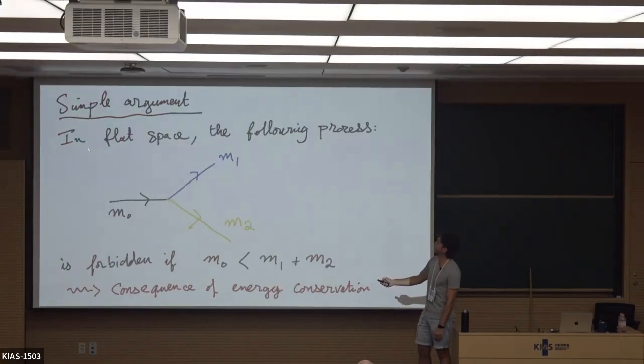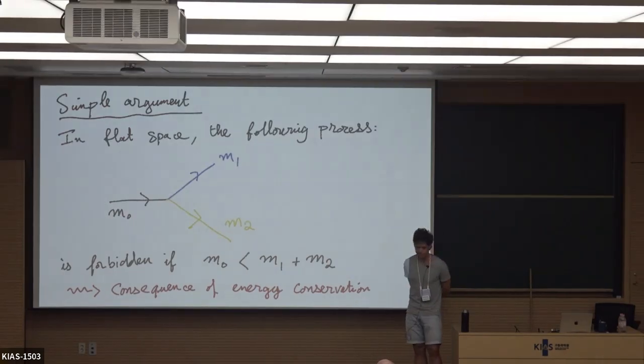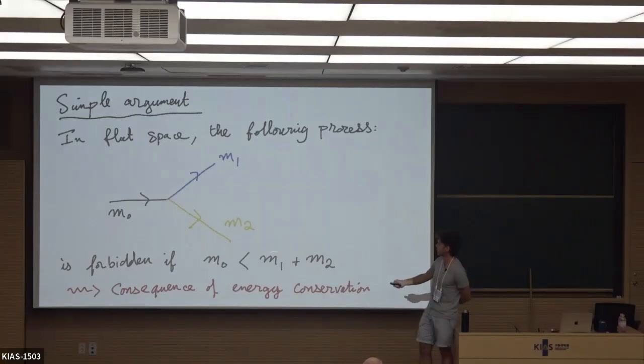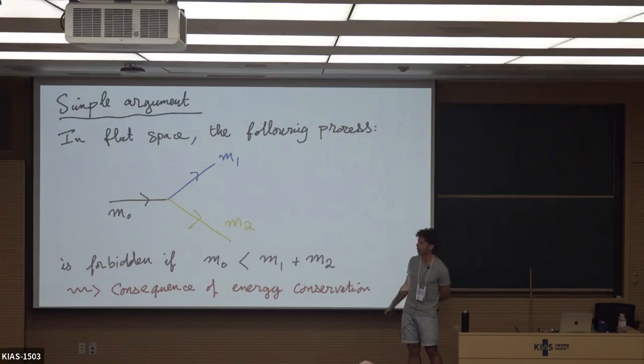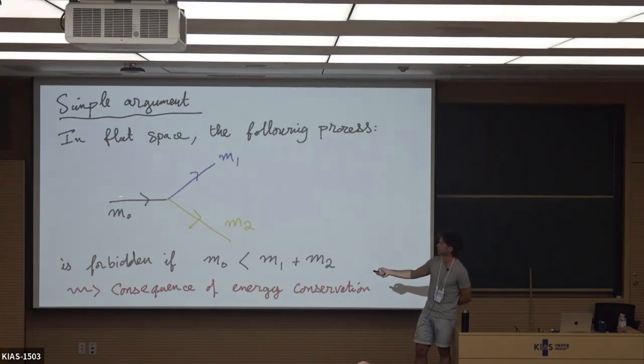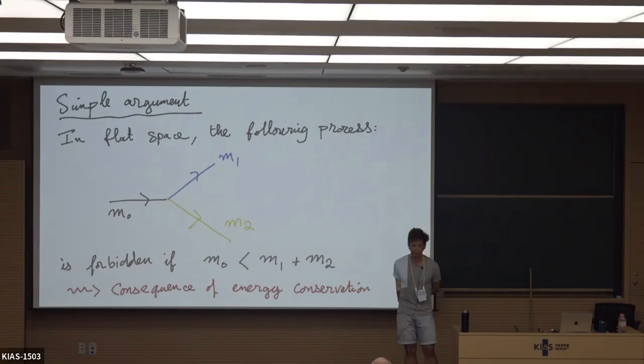So in flat space, let me show you a process that you can imagine cooking up. You take some particle of mass m0 and imagine that it decays to two particles of mass m1 and m2. Now, this process is forbidden in flat space if m0 is less than the sum of the rest masses m1 and m2. That's a very simple consequence of energy conservation. There's a momentum preserving delta function, which means that if m0 is less than m1 plus m2, you will never have the kinematics to form such a diagram in flat space.